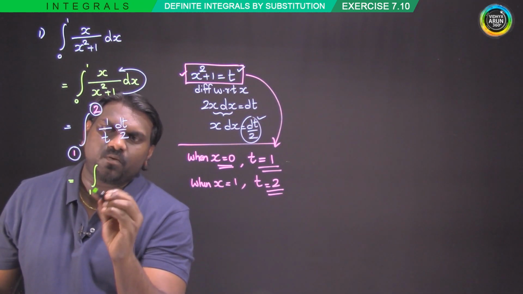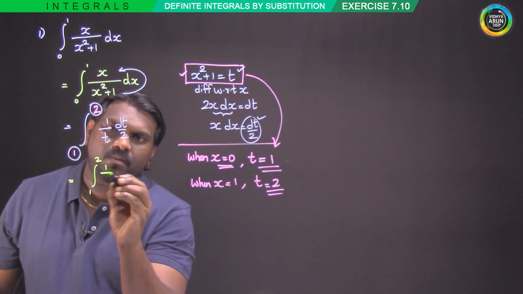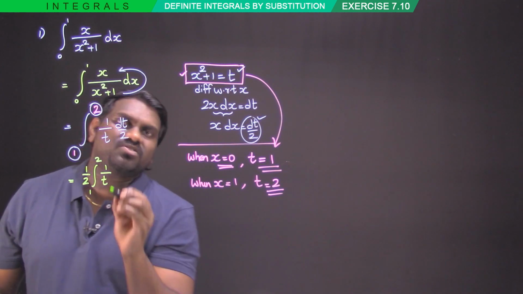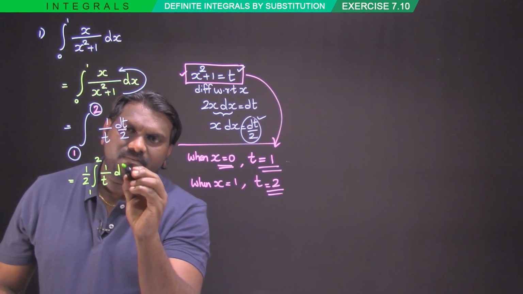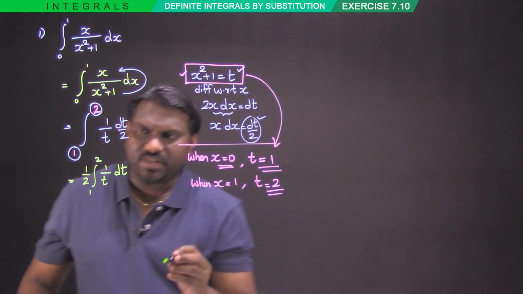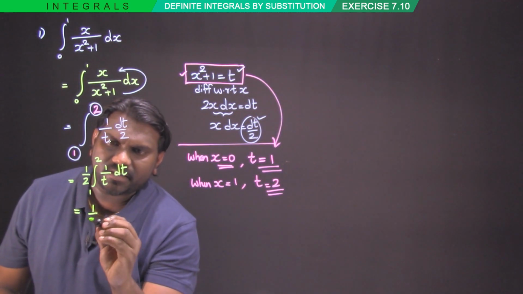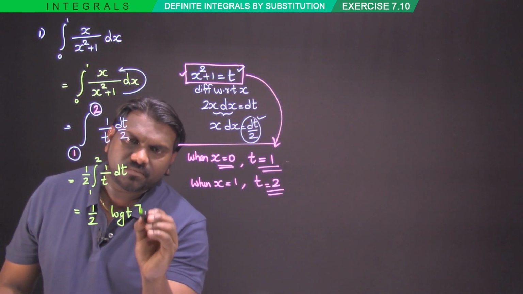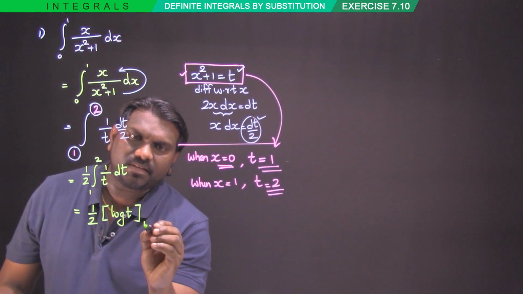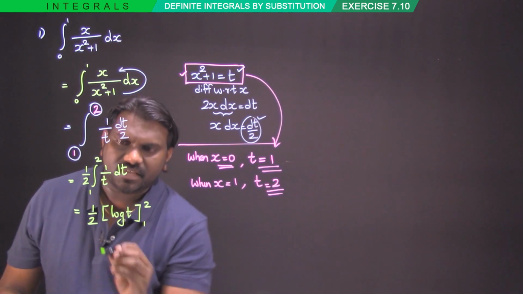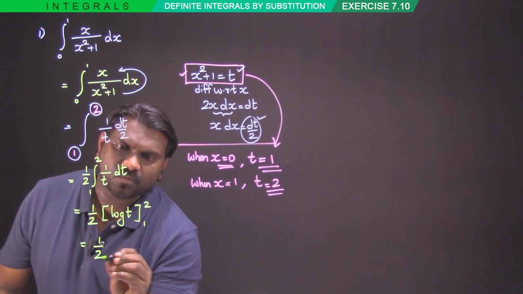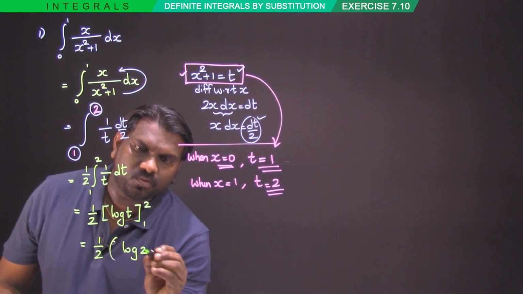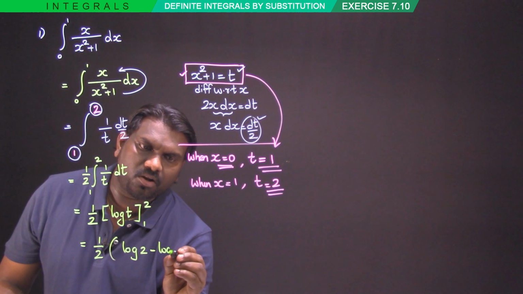Now I'm going to write it again. Integral from 1 to 2, 1 by t. This time this 1 by 2 I'm going to take outside because it's constant, right? Then your dt, dear. Then I'm going to integrate this one. 1 by t is nothing but log t. And I'm going to apply the limit. Yes, and this time what I'm getting here is 1 by 2 into the upper limit, which is log 2, minus your log 1.